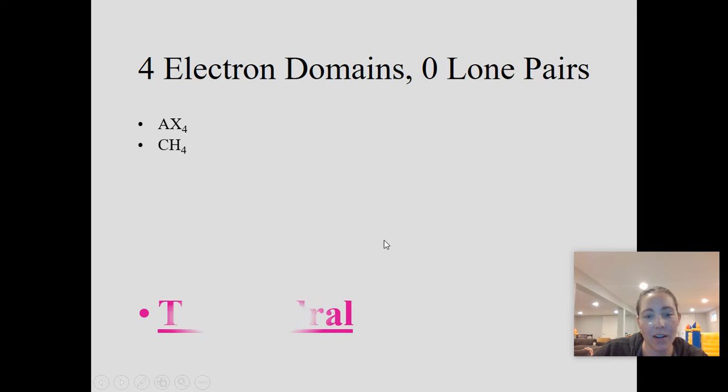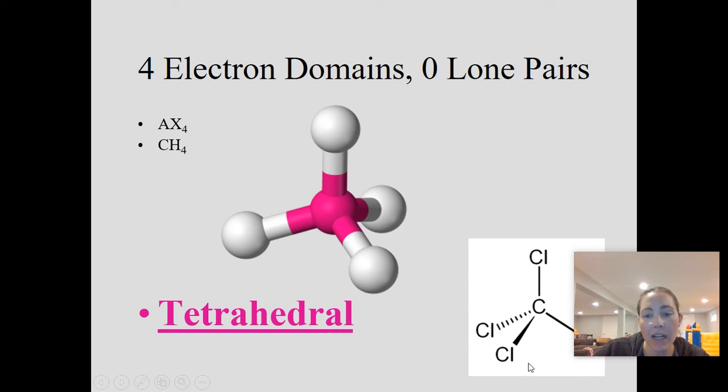I don't know if it's going to do that every time. Tetrahedral. It has 4 bonding domains coming around it. That's it.